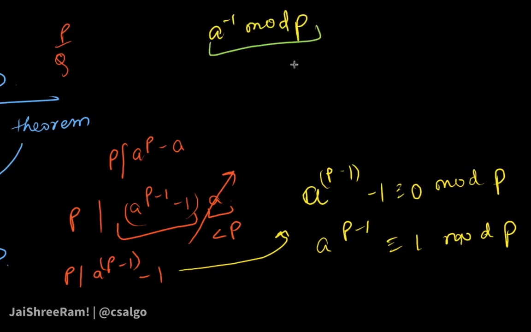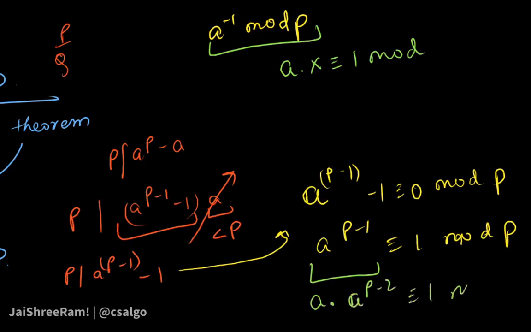So what is this number over here? A times X is congruent to 1 mod P, right? This is the definition of inverse, and we know that a to the power P minus 1 is congruent to 1 mod P. So we can write it like a times a to the power P minus 2 is congruent to 1 mod P. It's just separating these two numbers once, right?